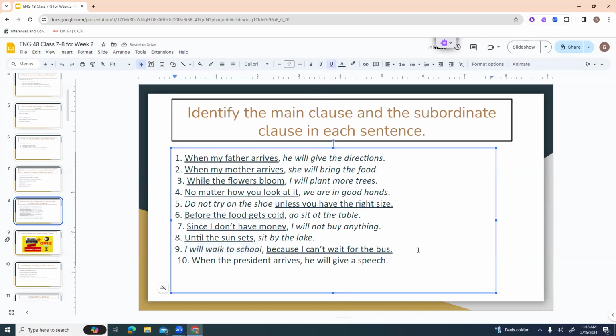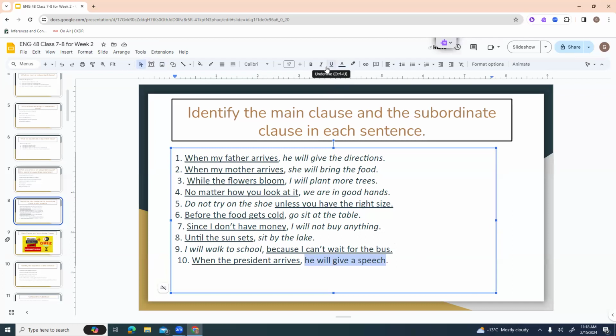Last one. When the president arrives, he will give a speech. Where is our subordinate conjunction? When. That means that is the beginning of our subordinate clause, which we're going to underline. And he will give a speech, that becomes our main clause.